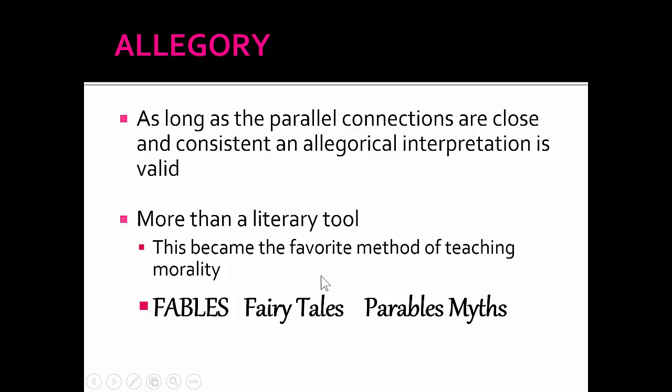It's more than a literary tool. It has become a favorite method of teaching morals, and we use them all the time. So some of the most familiar allegories that you probably are very familiar with would be fables, like Aesop's fables, which always end in a moral. The moral of the story is jealousy can be poisonous. Don't be jealous of your friends. Be kind to your neighbors, right? Aesop's fables always end with a pointed moral.